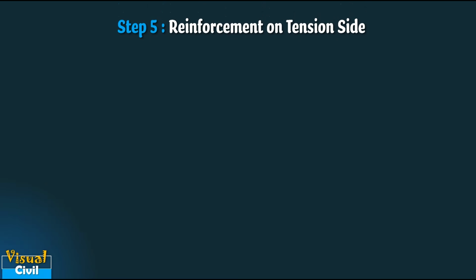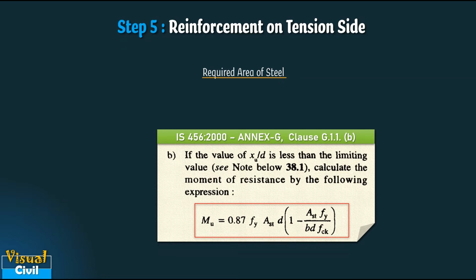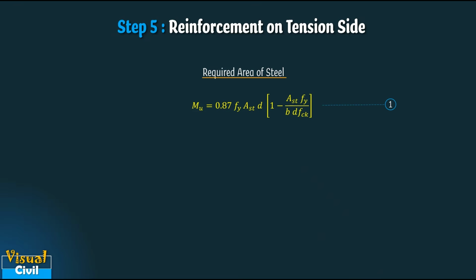After knowing the adequacy of the cross-sectional size of the beam, let us compute reinforcement on the tension side of the beam in step number 5. The area of steel required for the design bending moment can be calculated by referring to the formula given in clause G 1.1.1b, Annexure G of IS 456-2000. This formula results in a quadratic equation. So, you need to solve the quadratic equation to get the value of Ast. Otherwise, you can also use the simplified equation to calculate Ast.